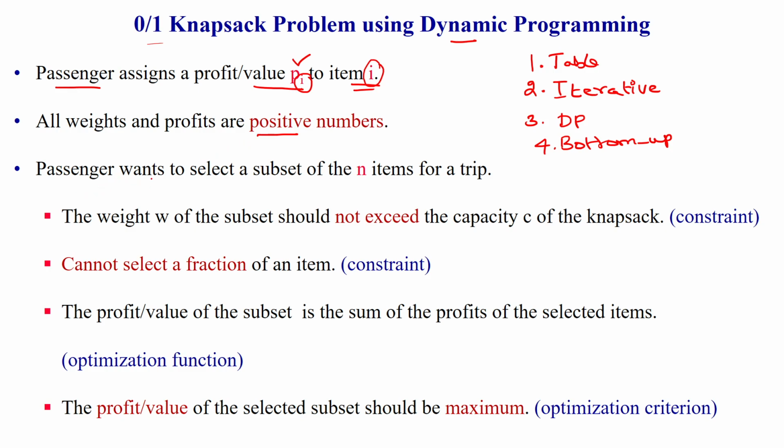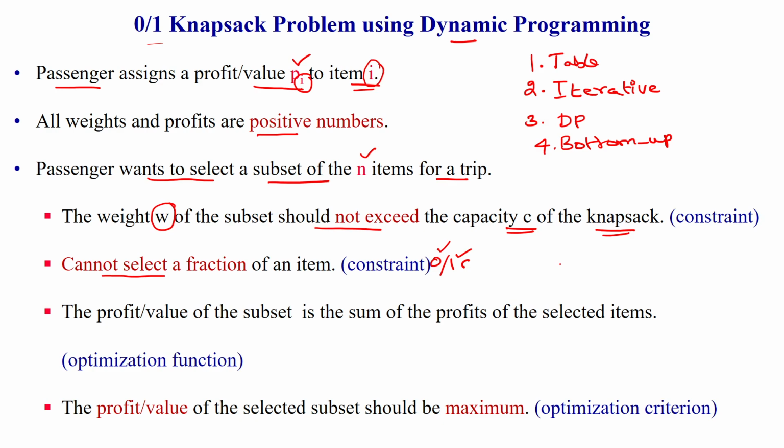The passenger wants to select a subset of items from the given n number of items for his travel. The total weight of that subset of items should not exceed the capacity of the given travel bag. The travel bag is assumed as a knapsack here. And another constraint is that we cannot select a fraction of an item. That means either we have to select the entire item, or we cannot select the item at all. 0/1: 0 means not selected, 1 means selecting that item.